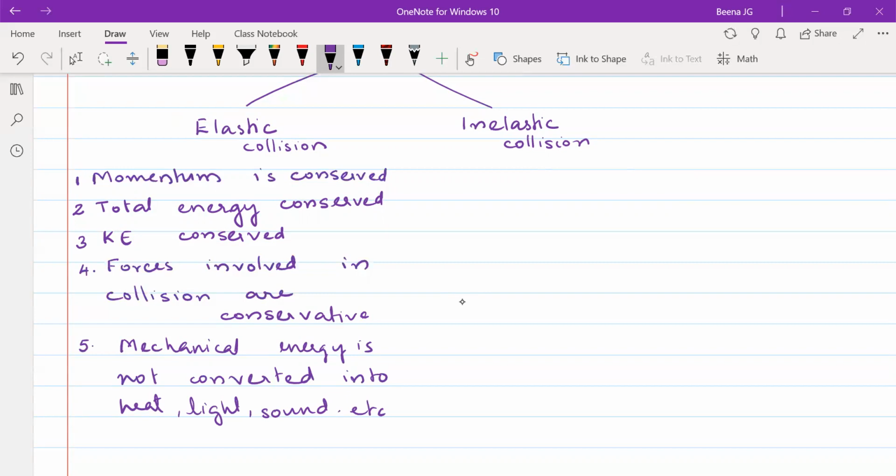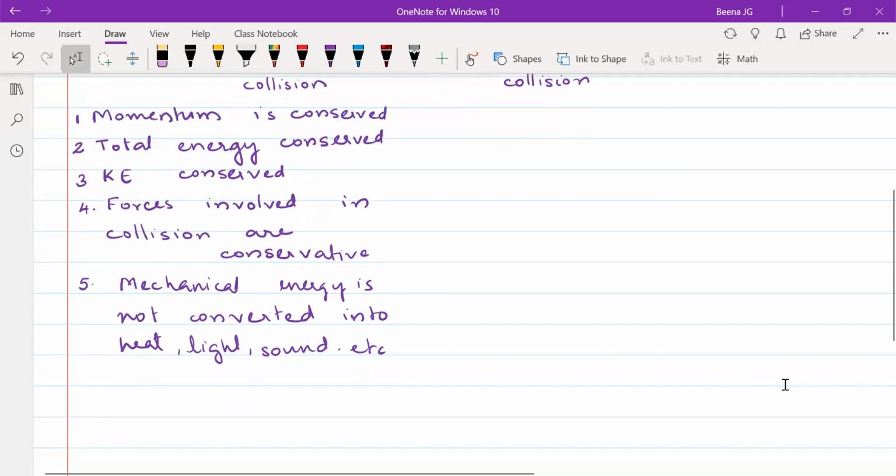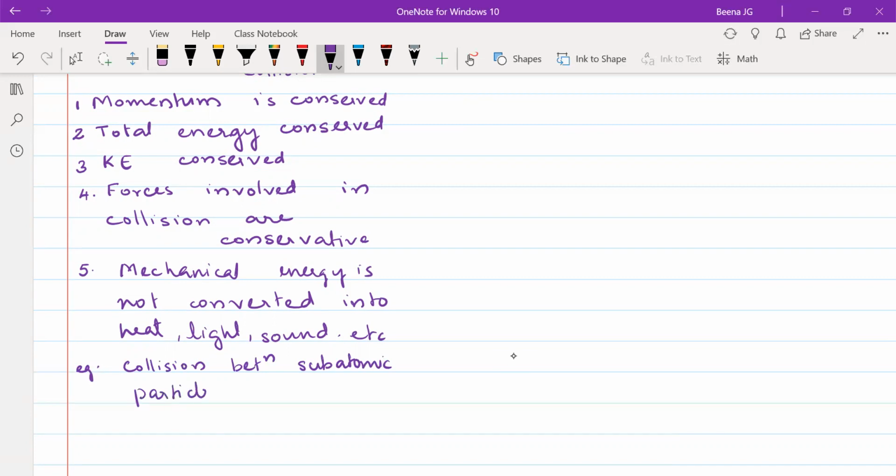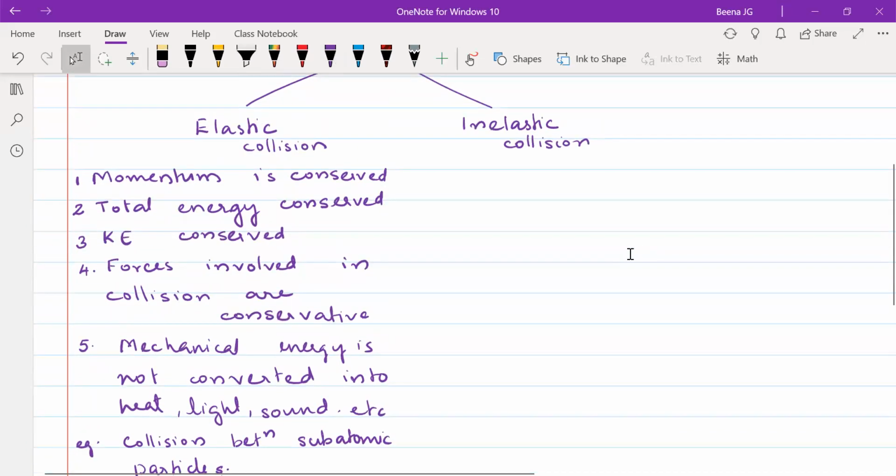Now, for examples of elastic collision, we can mainly consider collisions between subatomic particles. That is one typical example of this. Now we will see what the difference is between this elastic collision and inelastic collision. Basically, I'm going to see the characteristics, and along with that, we will clearly see what the differences are.